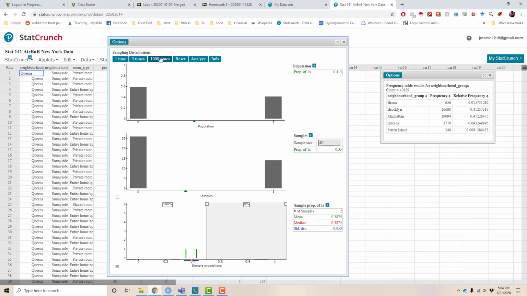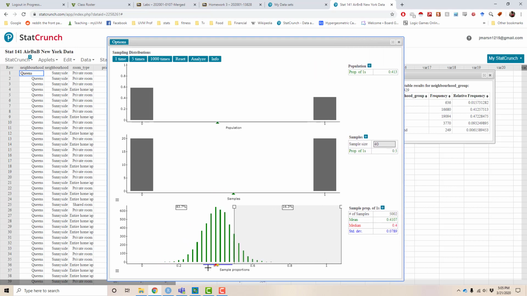We don't want to do it 2 times or 3 times. We want to do it 5,000 times. 3,000, 4,000. And if you notice, the proportions got a lot closer to the population proportion of 40%. So let's make this a little bigger. It got closer to the population proportion of 40%.